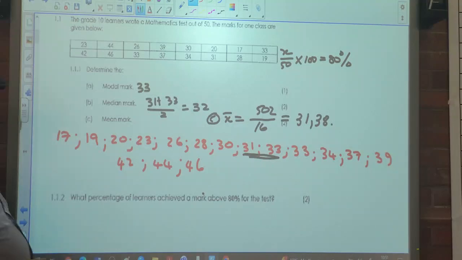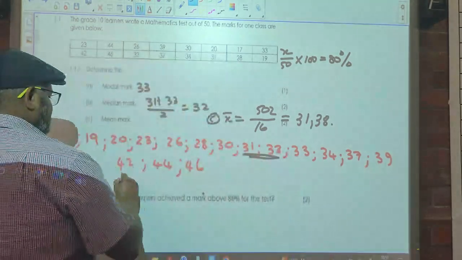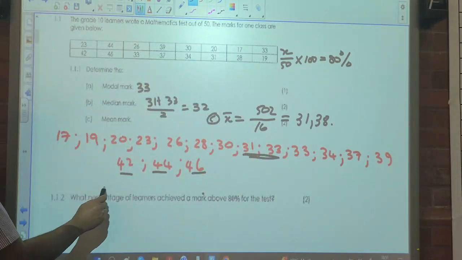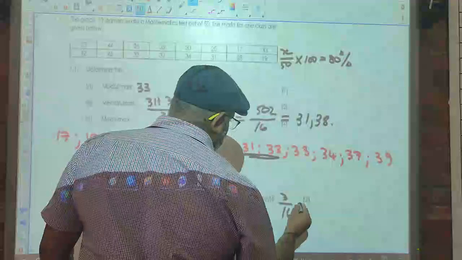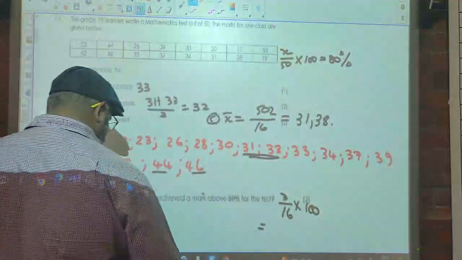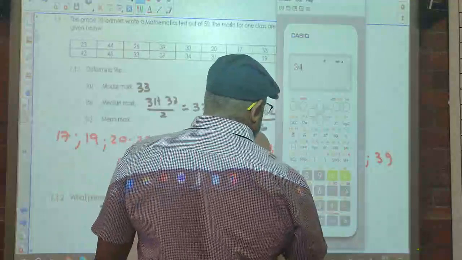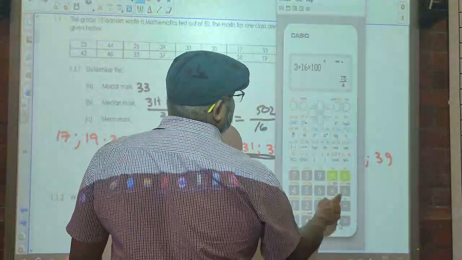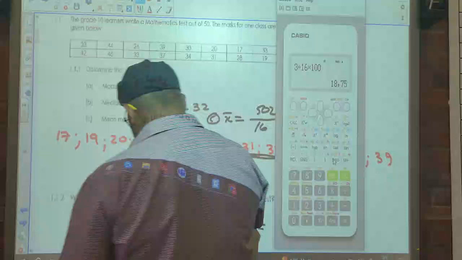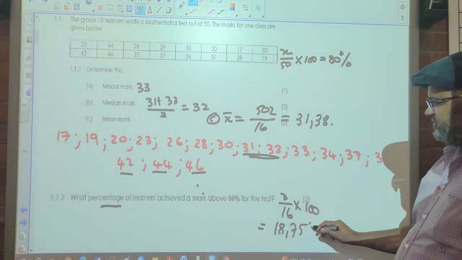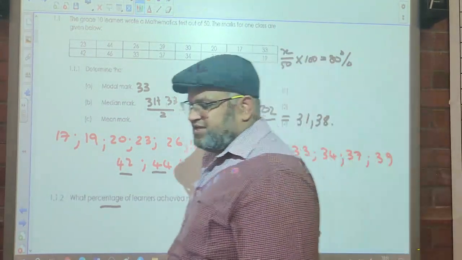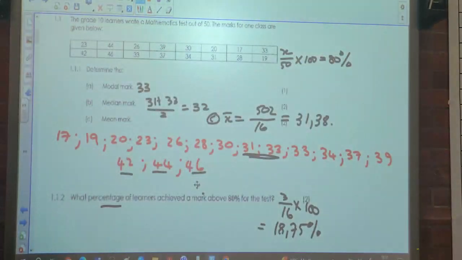Okay. So how many people got more than 40? 3. So they want to know what percentage. So it's going to be 3 out of 16 learners times 100. So 3 out of 16 times 100, 18.75%. Very close to 19% of these learners got a percentage of above 80%. Okay.